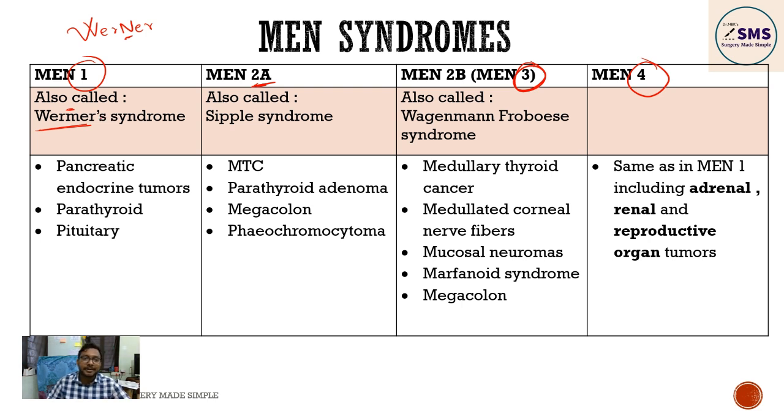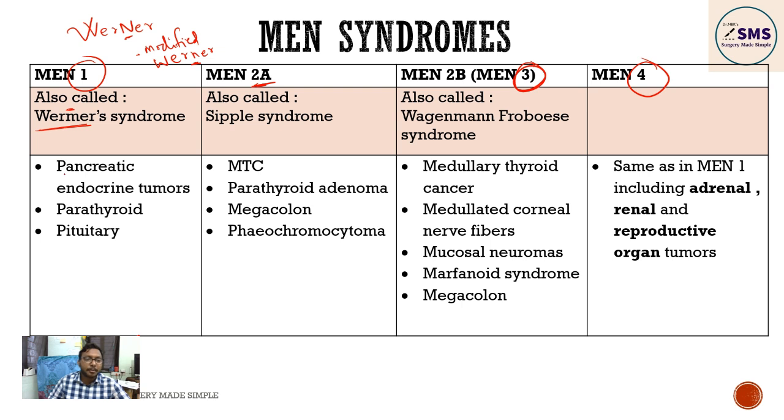You have another important classification called the modified Werner classification. Where will you come across this modified Werner classification? In case of thyroid ophthalmopathy. That is the grading system to categorize the features in thyroid ophthalmopathy, Graves ophthalmopathy. Okay. Now, MEN 1 is also called Wermer syndrome.